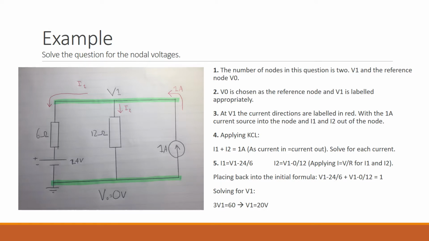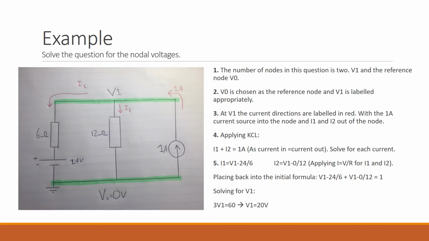Let's take a look at an example. In this question, we're asked to solve for the nodal voltages. Firstly, we identify the number of nodes that we have, and we have 2, V1 and V0. We choose V0 as the reference node as it is the ground. At V1, we label the current directions with the 1 amp current source in and I2 and I1 out. Then we apply KCL at the node, so I1 plus I2 must equal the current in, which is 1 amp.